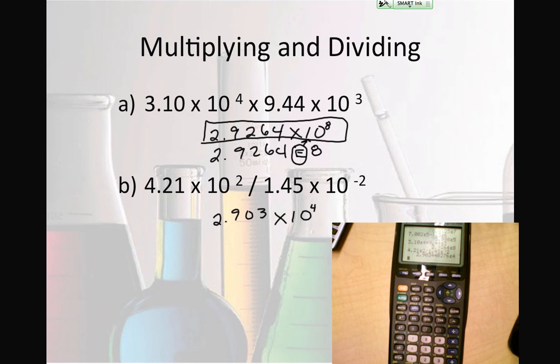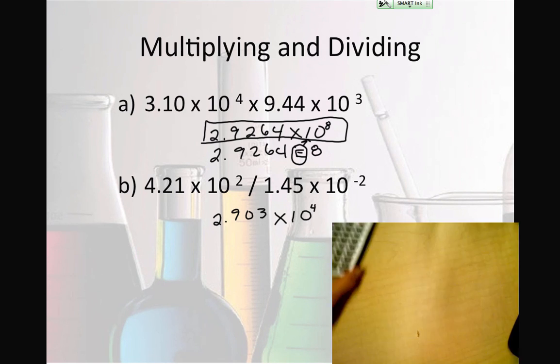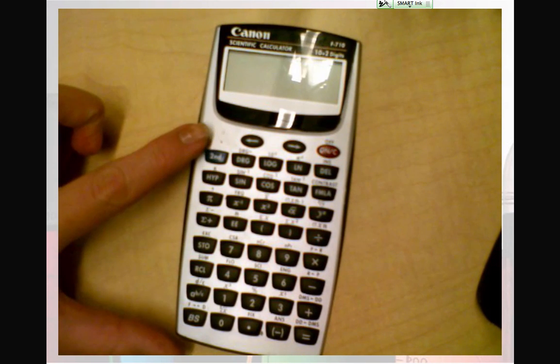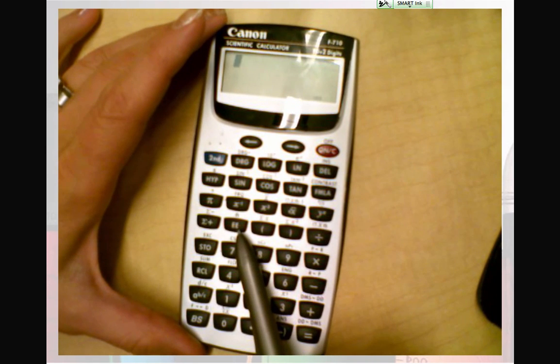Now, question of the day. What if my calculator's not fancy like this? No big deal. Let me show you. I have another calculator. This Canon calculator is in every science classroom. So the E button on these ones is right here above the 7, just like it was on the TI calculator. It's above the 7.